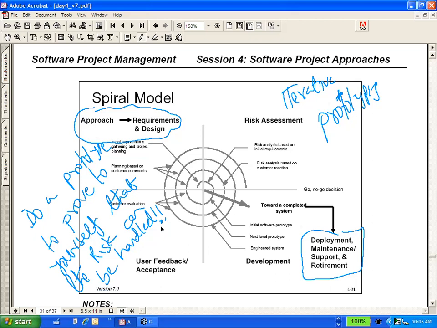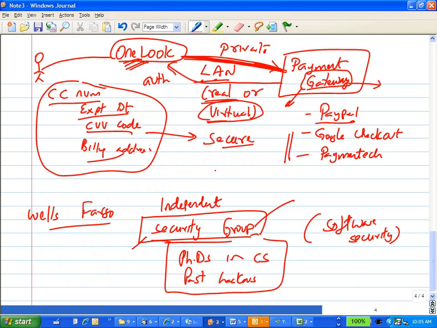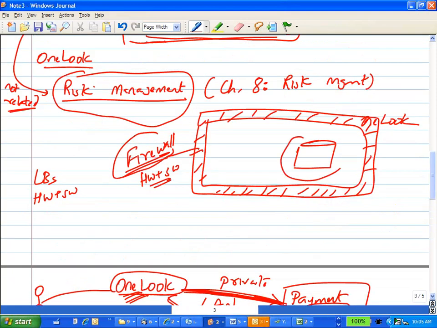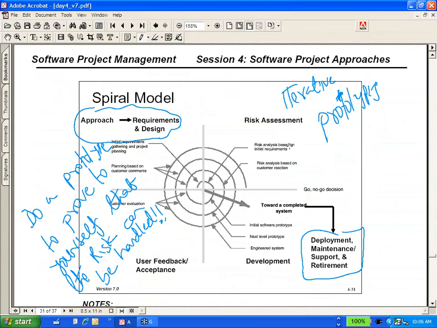So for example, if the risk is API changes with the service provider, the developers will write a tiny program to make sure that they can communicate with the API provider, the service provider. If the risk is hacking, that somebody could hack into our servers and steal all our information, we'll do a prototype where we put a firewall around our product. If the risk is that somebody could sniff the password.